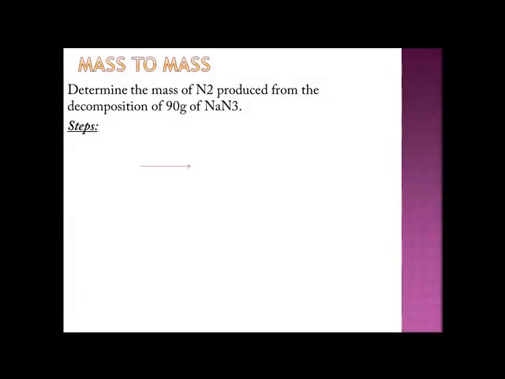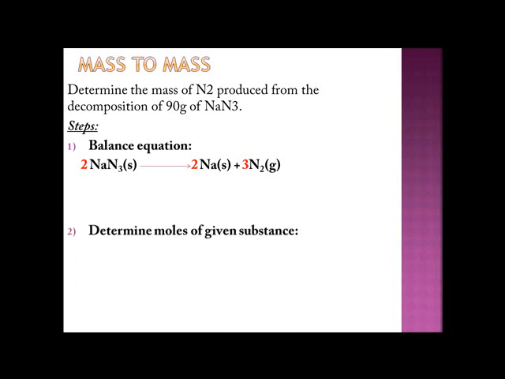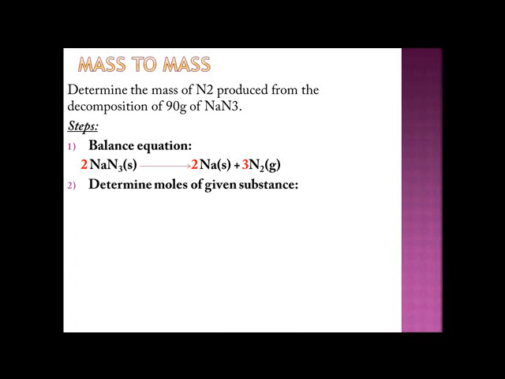The mass to mass. Determine the mass of N2 produced from decomposition of 90 grams of NaN3. The first step is always to balance the equation. NaN3 will give us Na plus N2. We balance the equation by placing 2 in front of NaN3, 2 in front of Na, and 3 in front of N2. The second step is to determine the moles of the given substance.